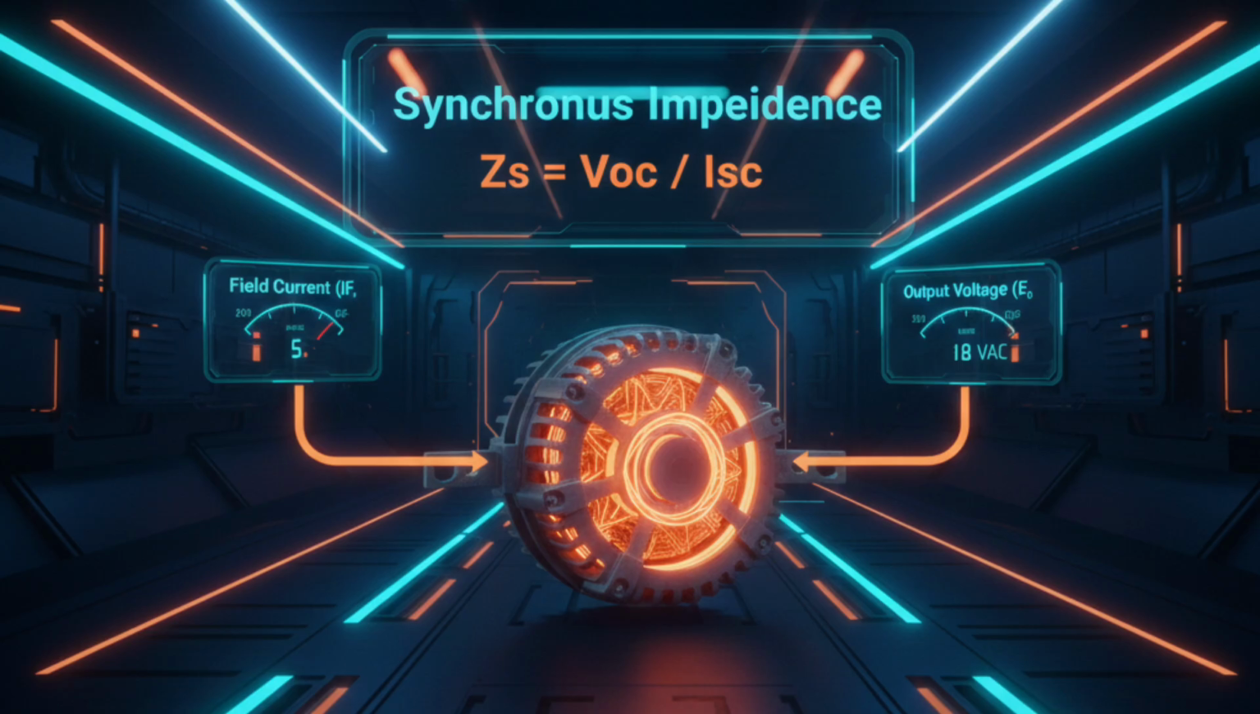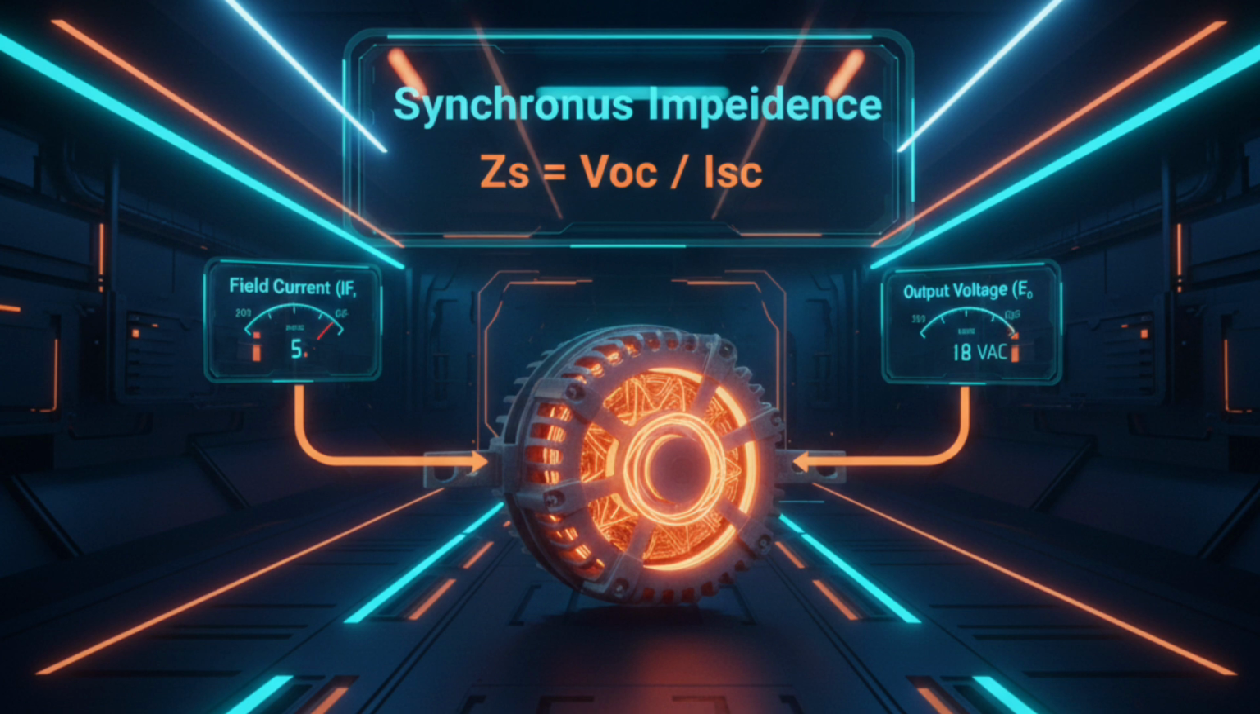Synchronous impedance calculations. This slide introduces the key formula displayed in the hologram, ZS equals VOC over ISC. The arrows connecting open circuit voltage and short circuit current show how data from the two tests are combined. The internal rotor and stator are visible to remind us that synchronous impedance represents the combined effect of armature resistance and synchronous reactance. By taking the open circuit voltage and dividing it by the corresponding short circuit current at the same field excitation, we obtain ZS.